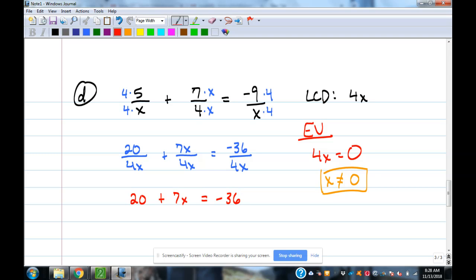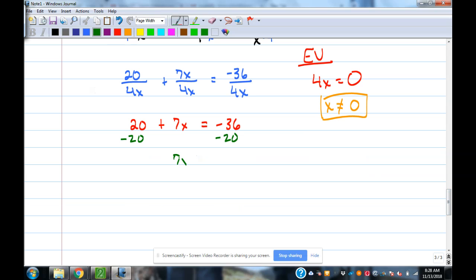So we're taking this one, looks a lot like the ones we've done earlier, like example A and B. So what do we do to get x by itself here? Subtract 20, good job. So we got 7x is equal to negative 56. Last step, divide by 7.